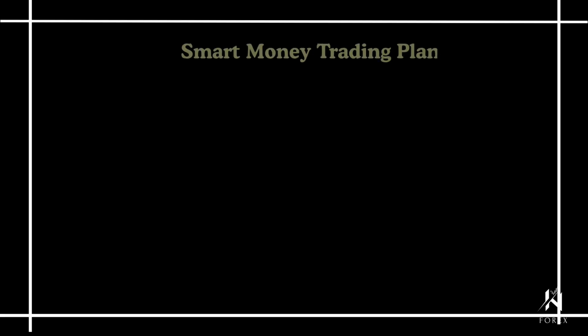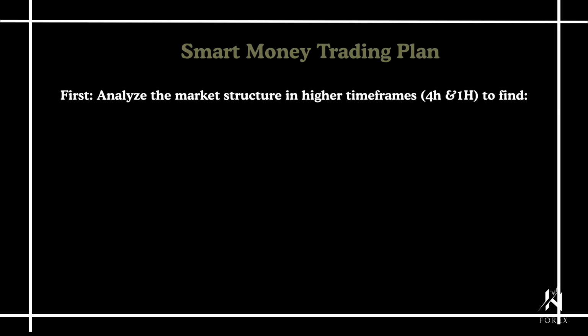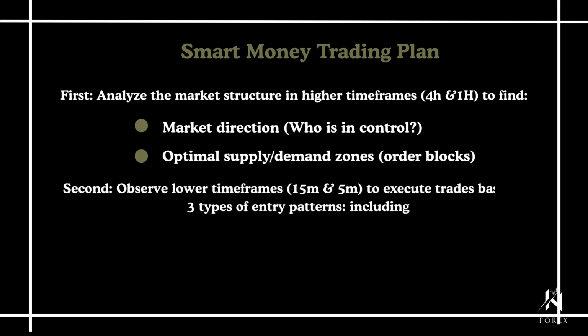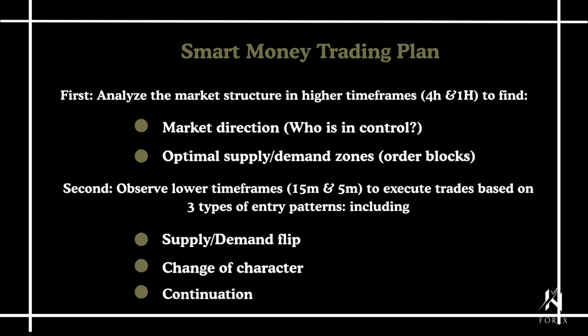The smart money trading plan is built on 2 essential steps. First, assess the market structure on higher time frames to determine the overall direction, identifying which side is in control, along with key supply and demand zones or relevant order blocks. Second, switch to lower time frames to look for precise trade setups using 3 types of entry patterns: supply or demand flip, change of character, and continuation.